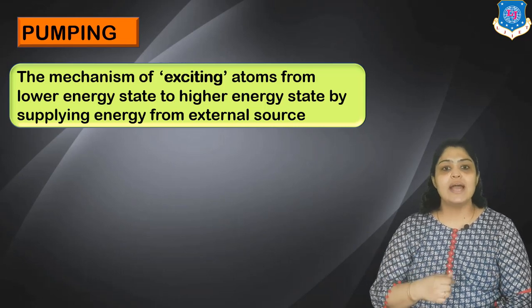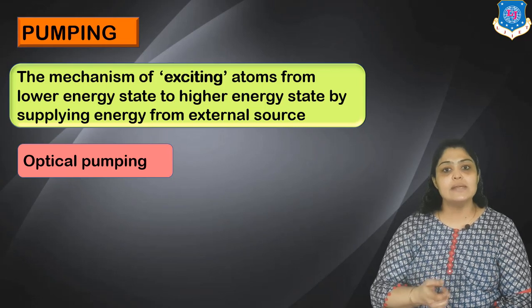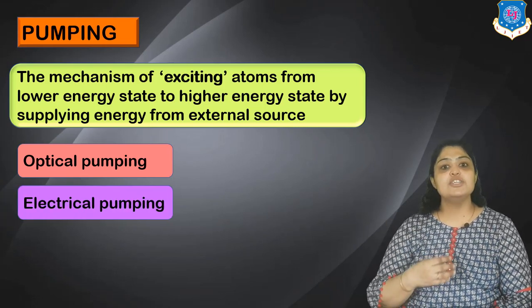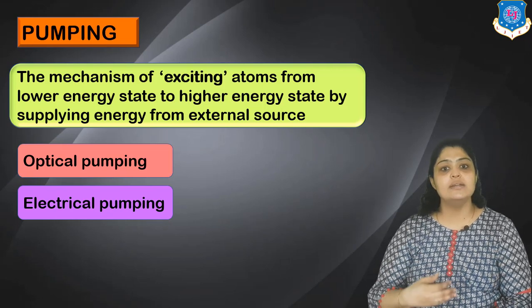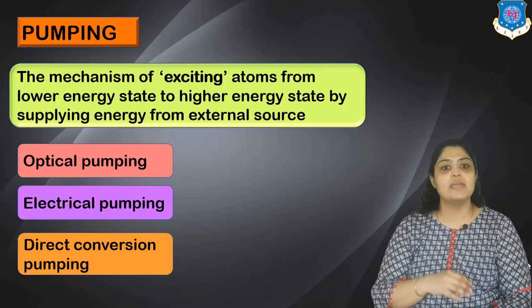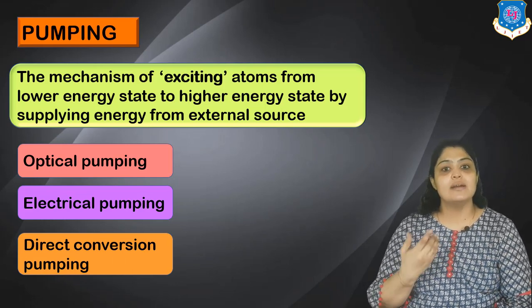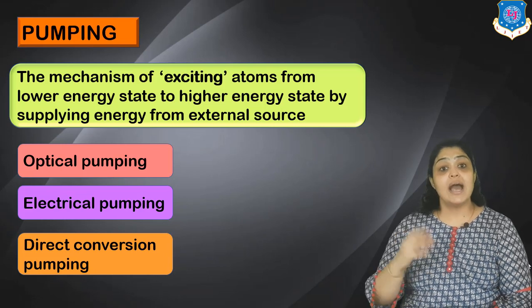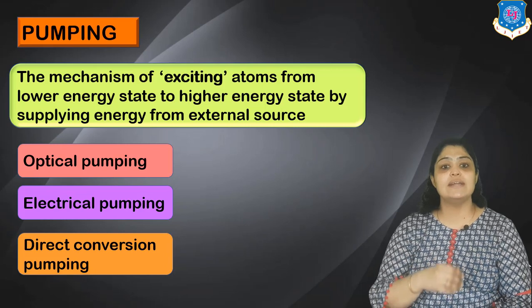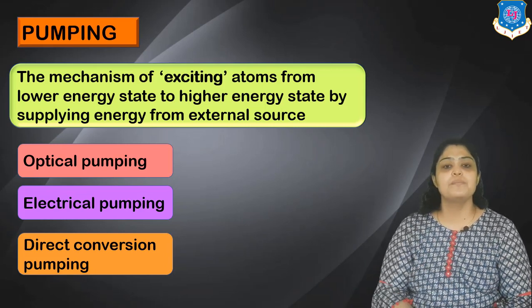Depending upon that, you can have optical pumping. Optical pumping means you are exciting atoms by using a light source. Then you have electrical pumping, in which you give a high electric current. And the third is direct conversion pumping. For example, in a semiconductor laser, the higher the forward bias, the higher the excitation level of atoms. So it's a direct conversion of one energy to another energy.